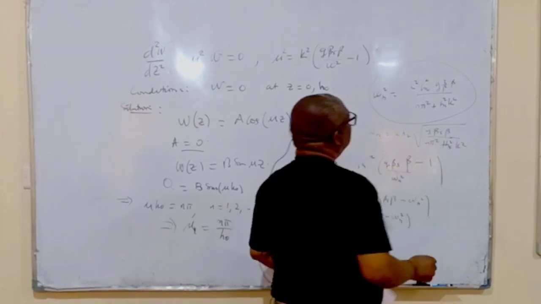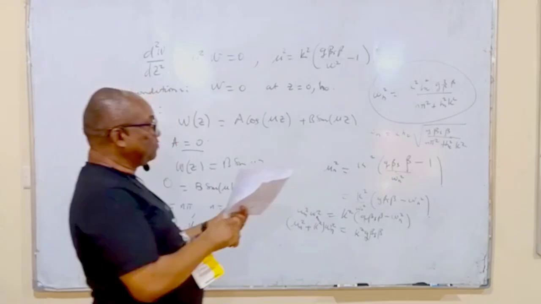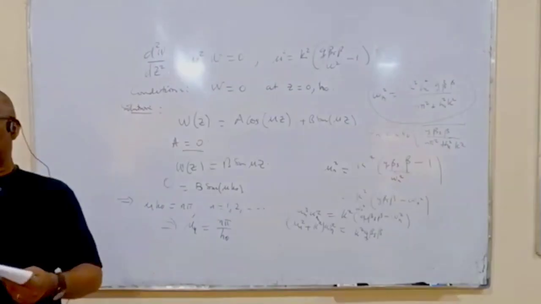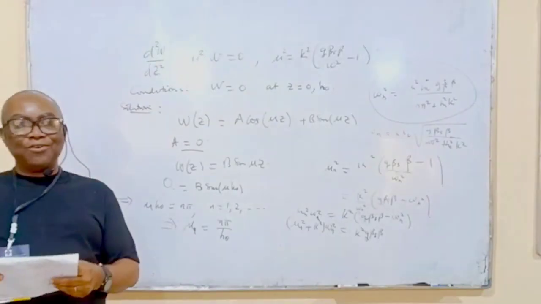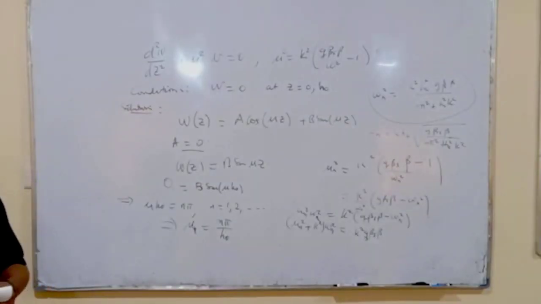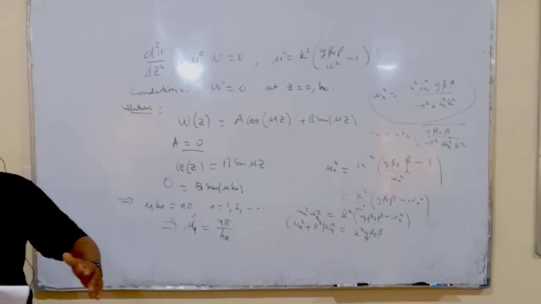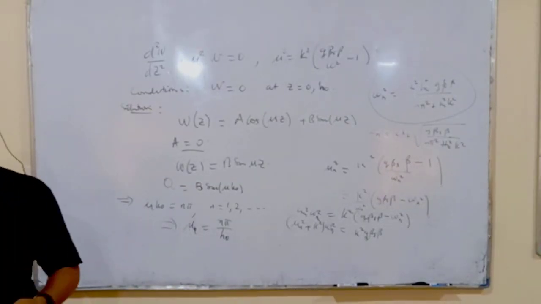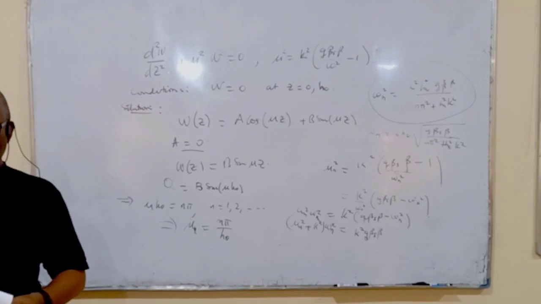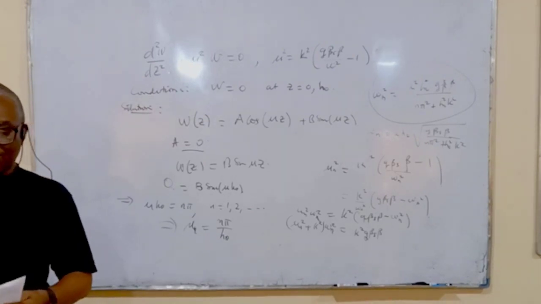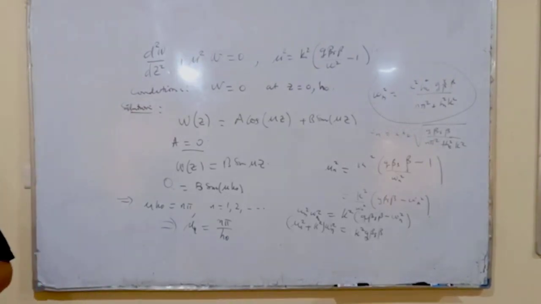Now, from here, it's easy for you to have your phase speed, which will be omega n over k. And you differentiate that quantity, you get your group velocity. So you can see that this is not that difficult as we are going to look at it.